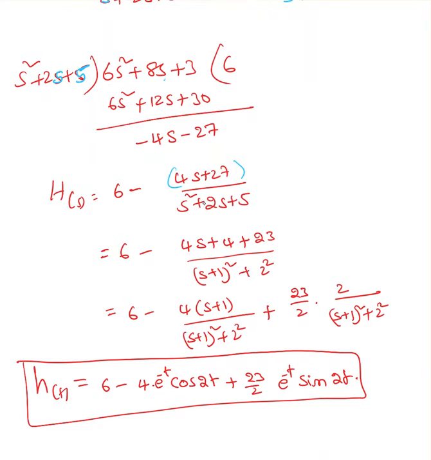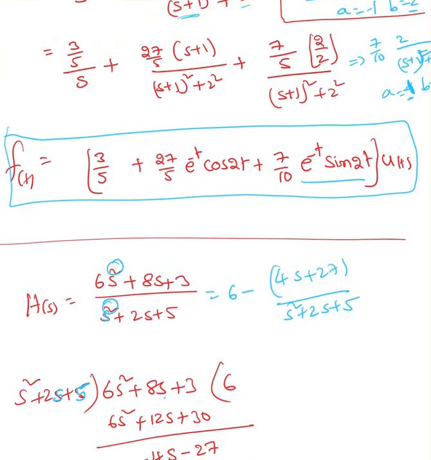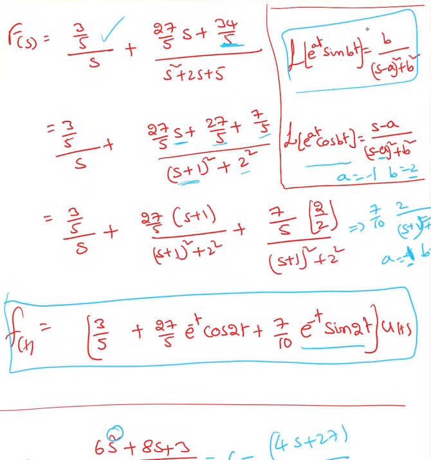Now, as I mentioned, I need to manipulate this a little bit to transform it into the time domain by using that table. So I separated 4s plus 23, and I took out 4, so 4 times (s plus 1) over (s plus 1) squared plus 2 squared. Now this 23, I'm going to multiply and divide by 2, so 2 over (s plus 1) squared plus 2 squared. So I end up with 6 minus, and by using the table, I just wrote it down here.